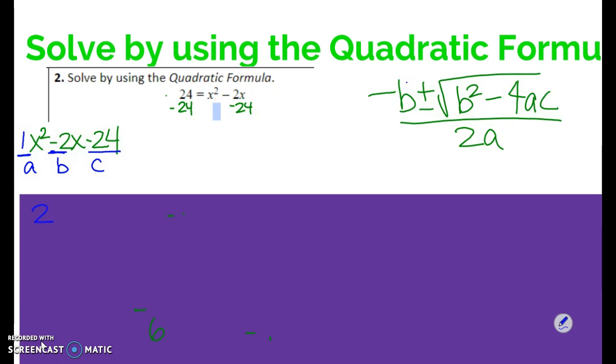And I think I'm going to do that in green so you can see it better. Alright, so we have a positive 2 plus or minus the big square root of b squared. It's going to be negative 2, and I'm going to put that on the inside. Negative 2 squared minus 4 times a, which is 1, and c, which is negative 24.